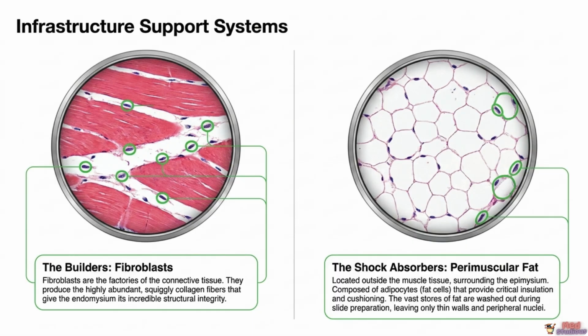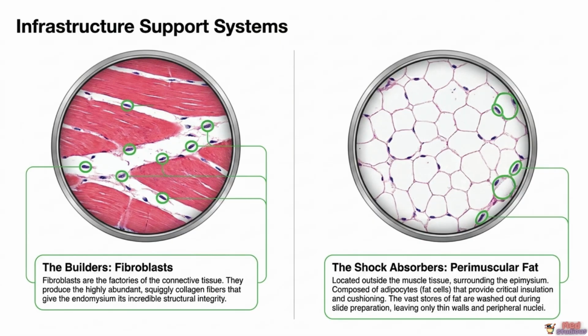But muscles also need external protection. Just outside the heavy epimysium, we find the shock absorbers, perimuscular fat. This layer is composed of massive clusters of adipocytes, or fat cells. They act as essential physical cushioning against blunt trauma and provide crucial thermal insulation to keep the highly active muscle warm.